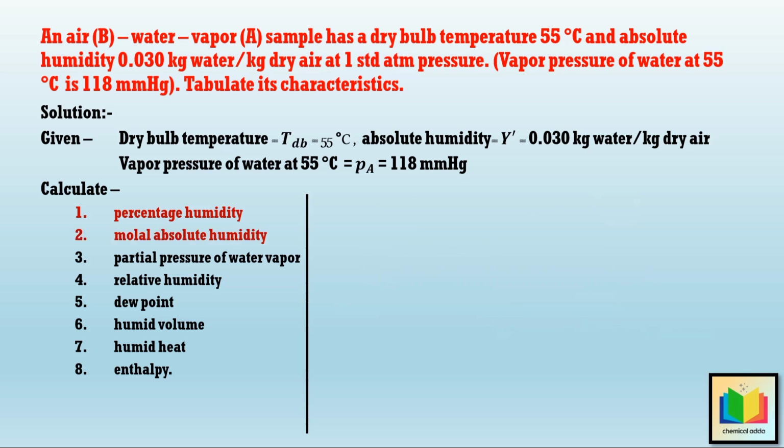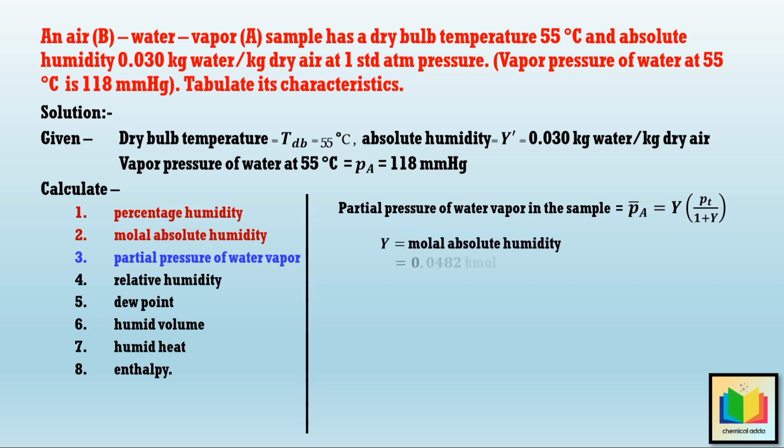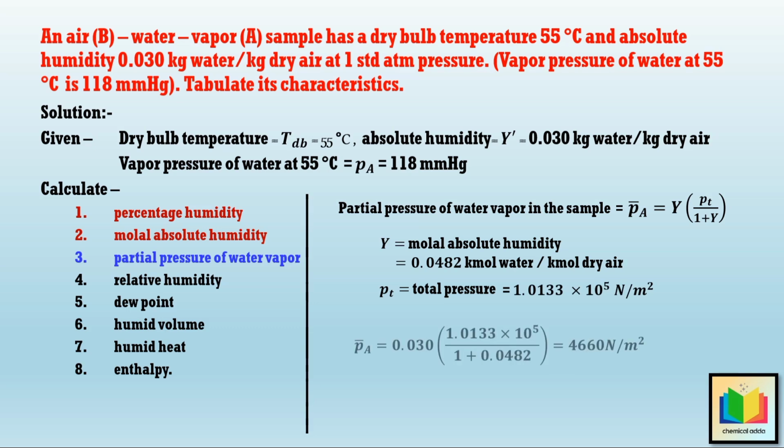Now let's calculate the next property, that is the partial pressure of water vapor in the sample. So the formula for the partial pressure of water vapor is PA bar is equal to Y into PT divided by 1 plus Y, where Y represents molar absolute humidity, and we've already calculated it. And PT is total pressure, which is equal to 1.0133 into 10 raised to 5 Newton per meter square. So, after putting all the values, we get the partial pressure of water vapor is equal to 4660 newtons per meter square.